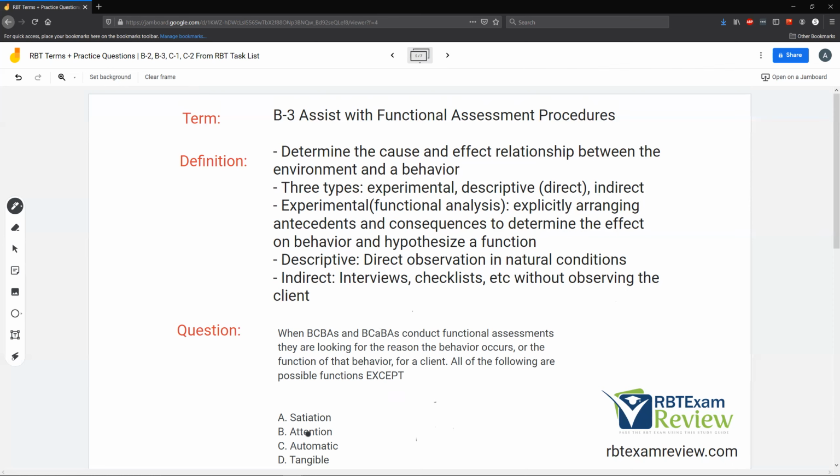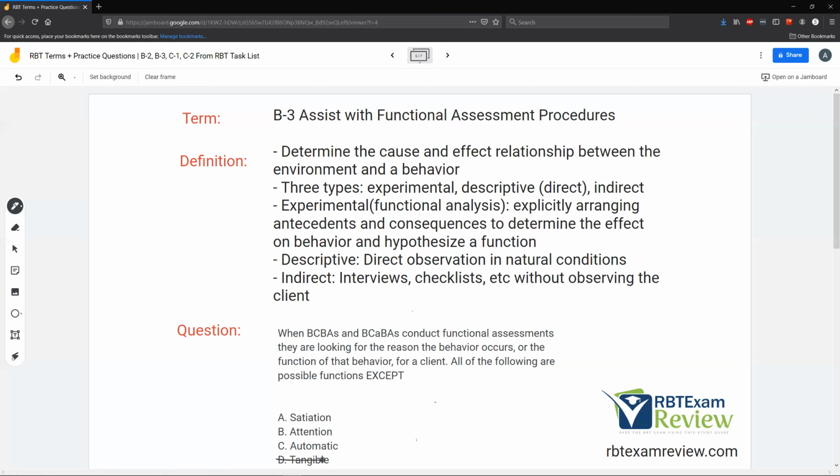Satiation, attention, automatic, tangible. So you should have this down. You should know your functions. It's the most important thing as an RBT to understand and know. What are the four functions? Whenever you're out with a client and something happens, your BCBA or your supervisor is going to first ask you, what is the function? And you need to know what four you can choose from.